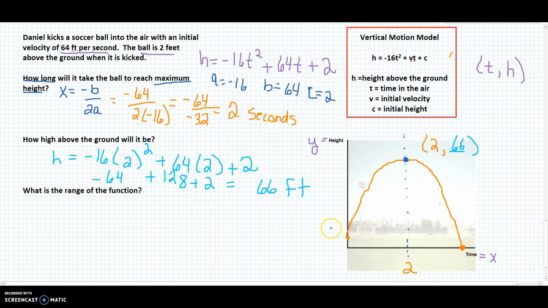And our range, our graph goes from 0 when it hits the ground to 66 at its height.